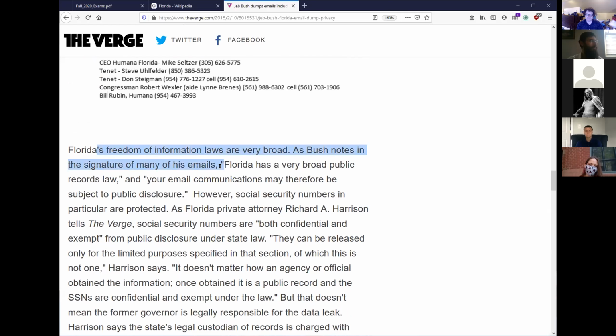As Bush notes in the signature of many emails, Florida has a very broad records law, and your communications may therefore be subject to public disclosure. However, social security numbers in particular are protected. So this was a bit of a mini scandal, but considering how crazy the world seemed in 2015, how innocent we were back then, it didn't really register. So again, the before time was a different time.